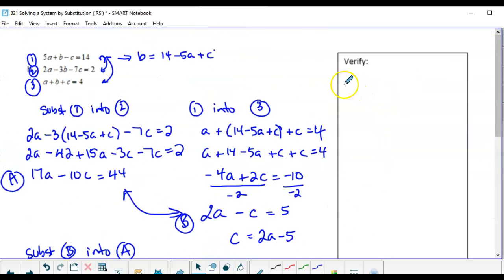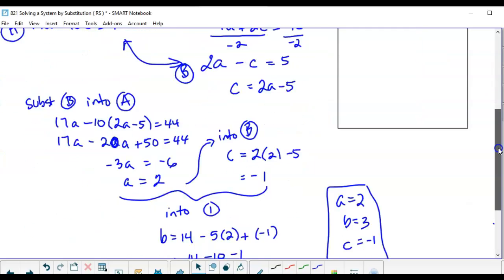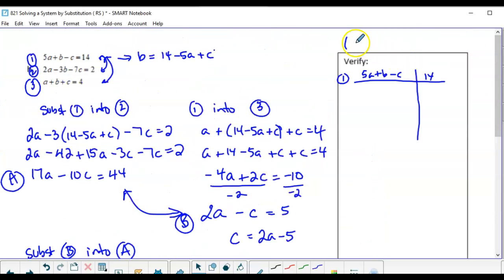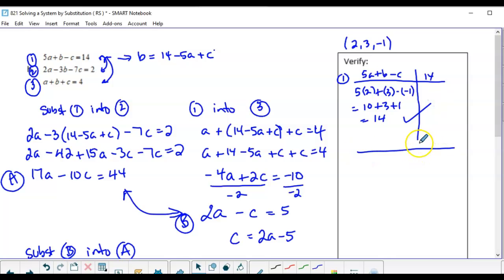So that's what I'm going to verify up here. So my first equation, 5a plus b minus c is 14. And my values, you can show it as an ordered pair, 2, 3, -1. So 5 times 2 plus 3 minus -1. 10 plus 3 plus 1 is 14. Okay, that works.